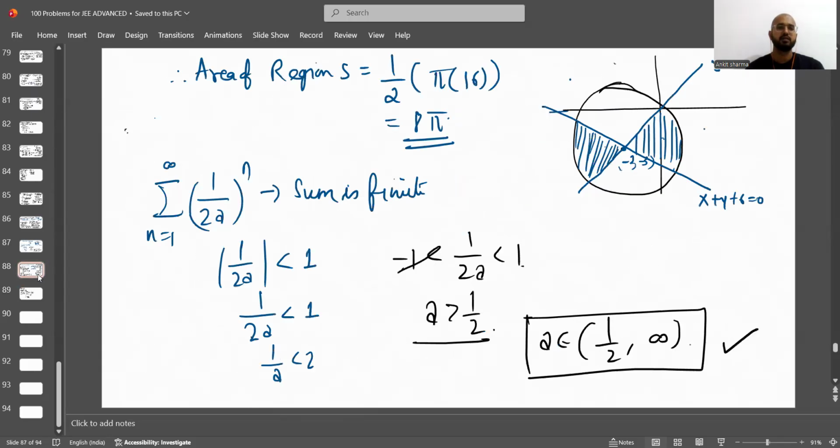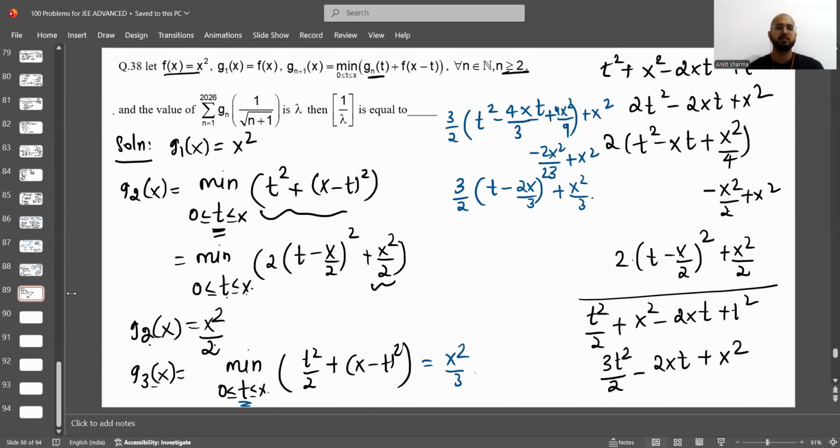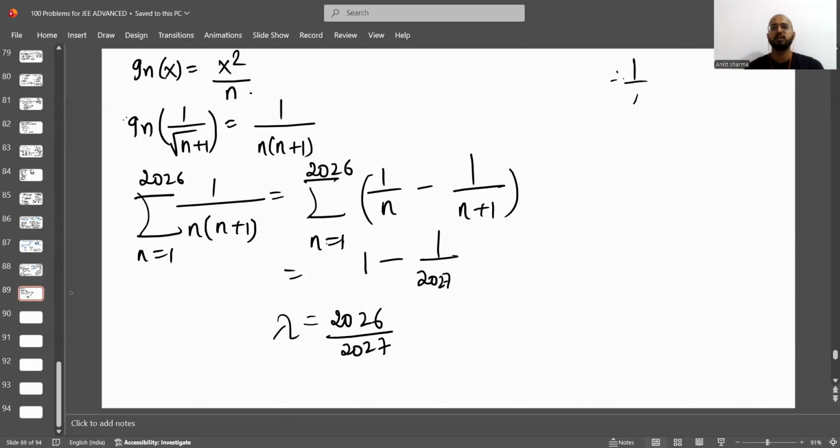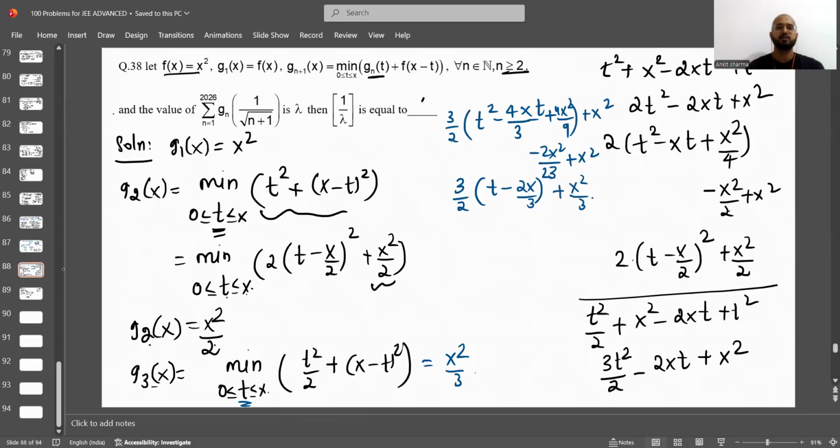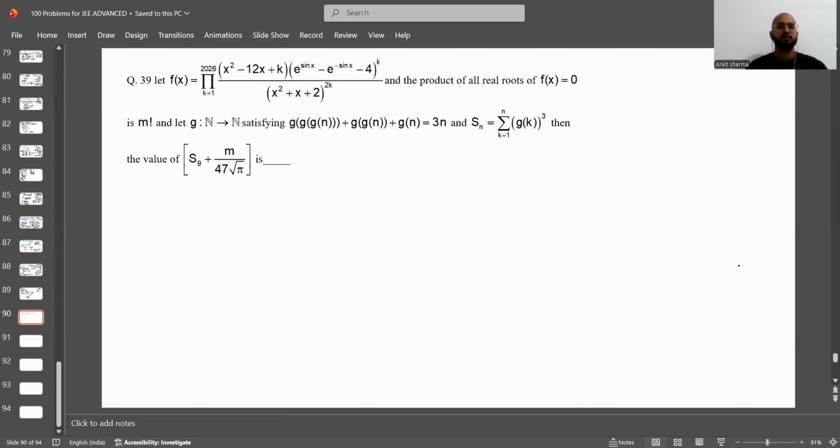And now I need the floor of 1 by lambda. So 1 by lambda would be 2027 over 2026. If I take its floor, I get simply 1. So the answer here is going to be 1. Let's go for the next one. We'll go for this one.